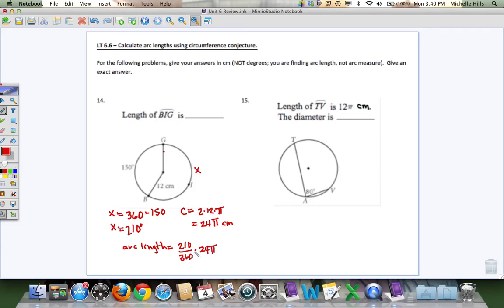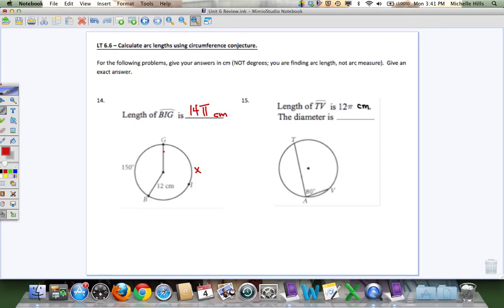And I just do this in my calculator, 210 over 360 times 24. It says leave it in terms of pi, so I don't want to times pi. And I end up with 210 divided by 360 times 24 is 14. Don't forget your pi, you haven't used that yet. So 14 pi centimeters. That's one way to do it. Now I'm going to erase that and show a different way.